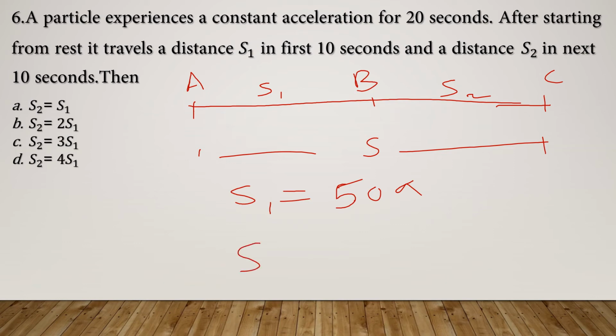Total distance S is equal to ut, which is 0, plus 1 half at square. Acceleration is not known, but time is known for this motion from A to C, which is 20 seconds. 20 square is 400, divided by 2, it will be 200 times A. So total distance S is 200A, AB is 50A, so S2 is equal to 150A. So S2 is equal to 3 times S1. Option C is the correct option.